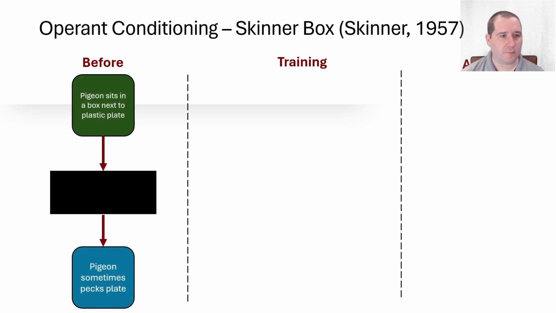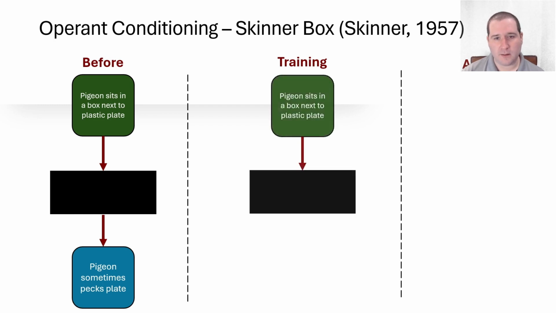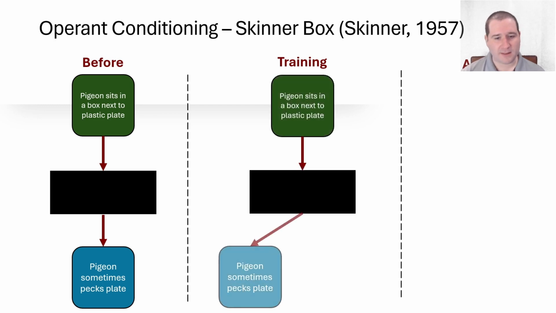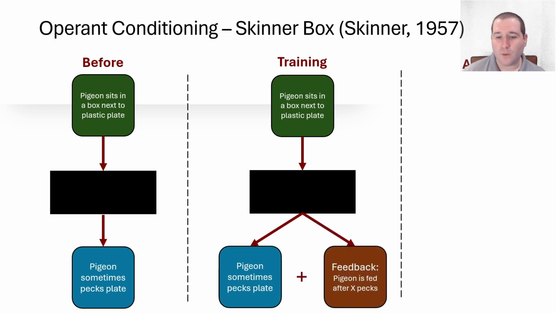So what Skinner did was he took a pigeon, put him in a box, and he had a little plastic plate. And the pigeon would sometimes peck the plate. So he put a sensor in the plate that could record how many times it's been hit, how frequently. And then in training, what he did was put the pigeon in the box, let it peck the plate, and then occasionally would feed that pigeon.